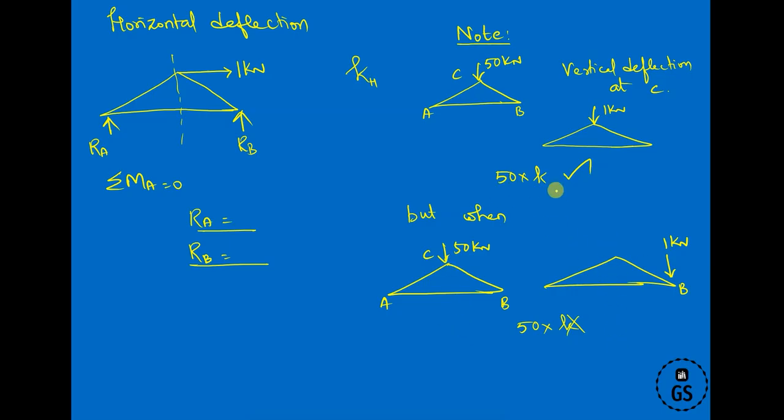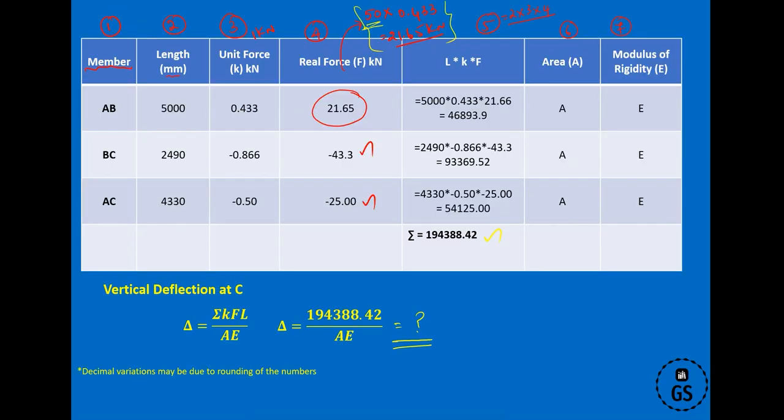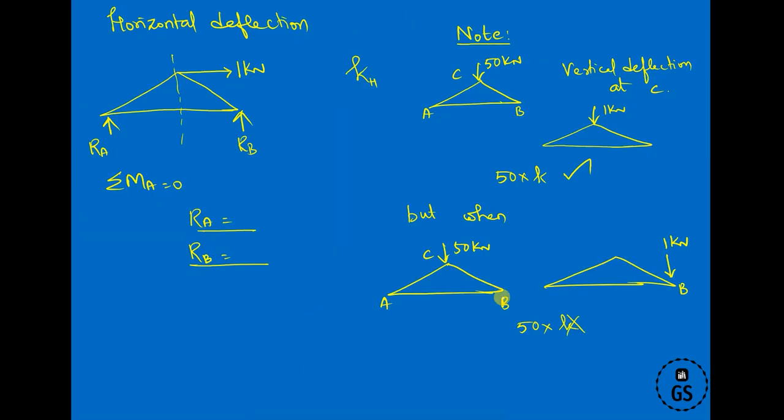Here we can directly do the multiplication in this table, but in the case where your real loads and your virtual loads are at different points and you're finding the deflections, then this method is not applicable. So we need to resolve the forces separately for 50 kilonewton and resolve the forces for 1 kilonewton. Then we need to make a tabular column.